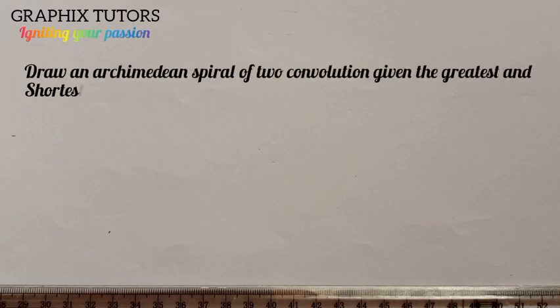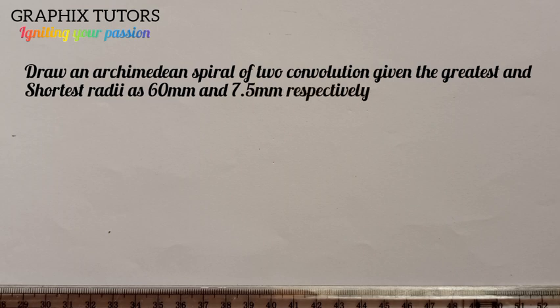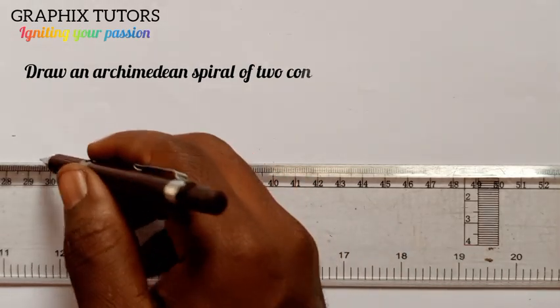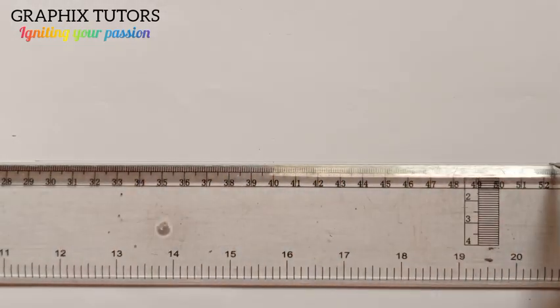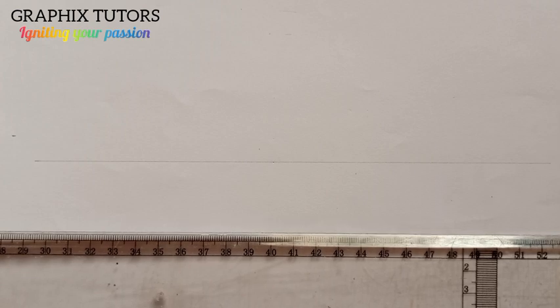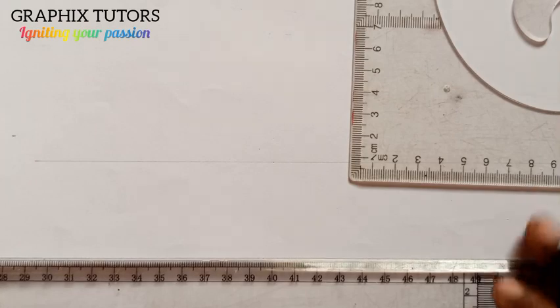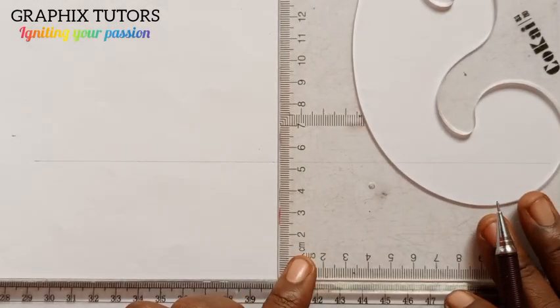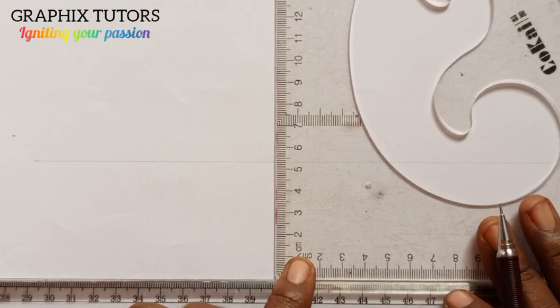Today we want to draw an Archimedean spiral of two convolutions, given the greatest and shortest radii as 60 mm and 7.5 mm respectively. So the first thing you do is to take your T-square and draw a horizontal line this way, the front line. You can see that. Then you take your set square and place it on your T-square this way. You can see that. And you draw your vertical line.